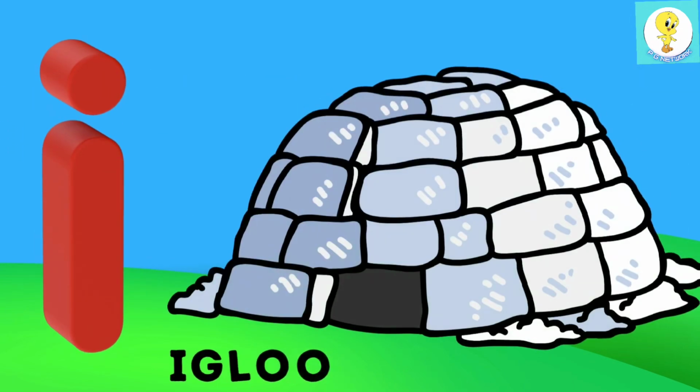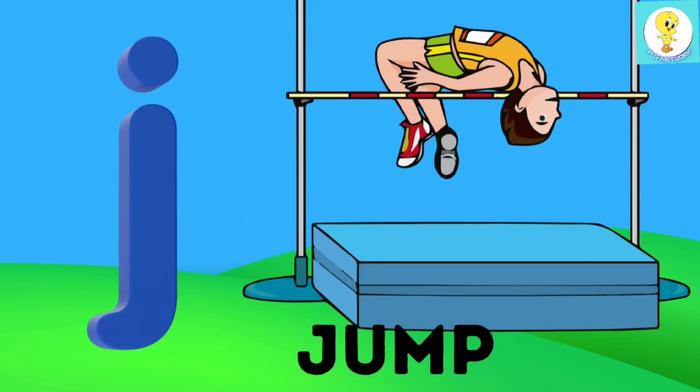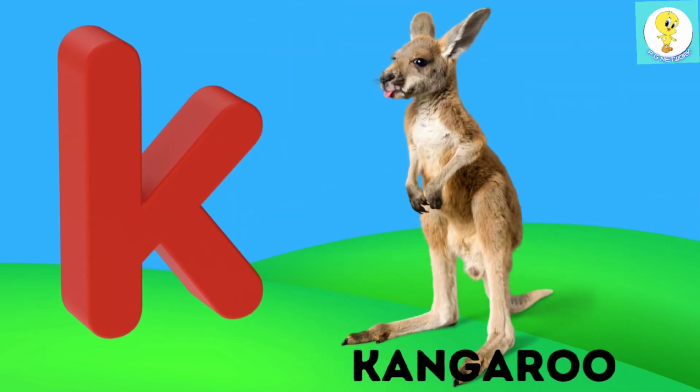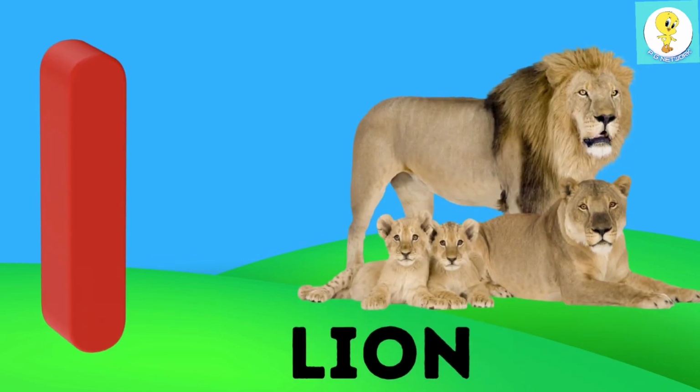I is for igloo. J is for jump. K is for kangaroo. L is for lion.